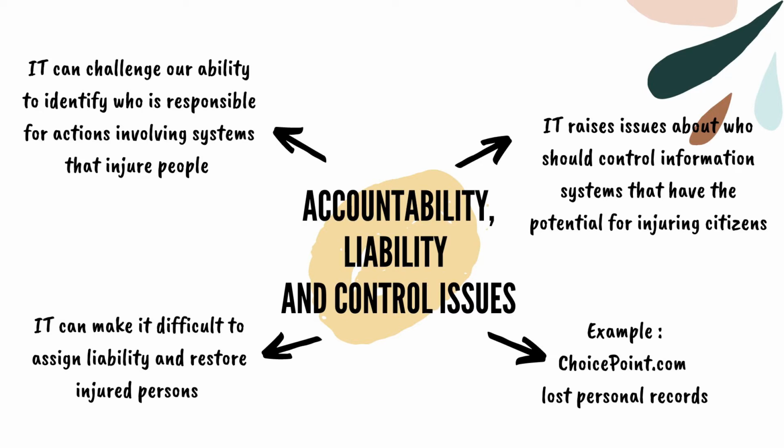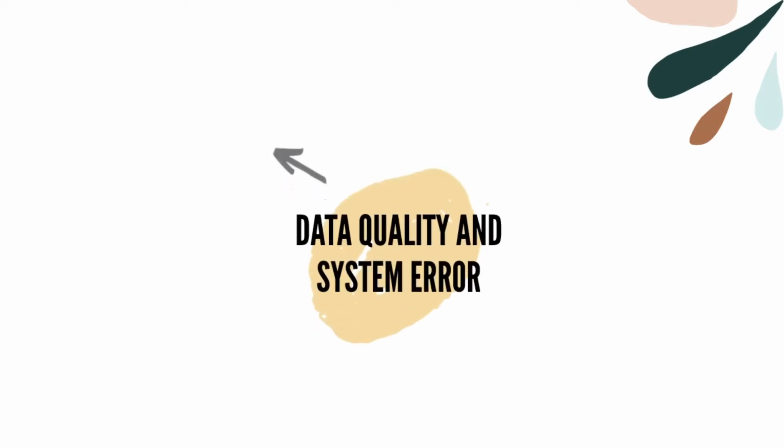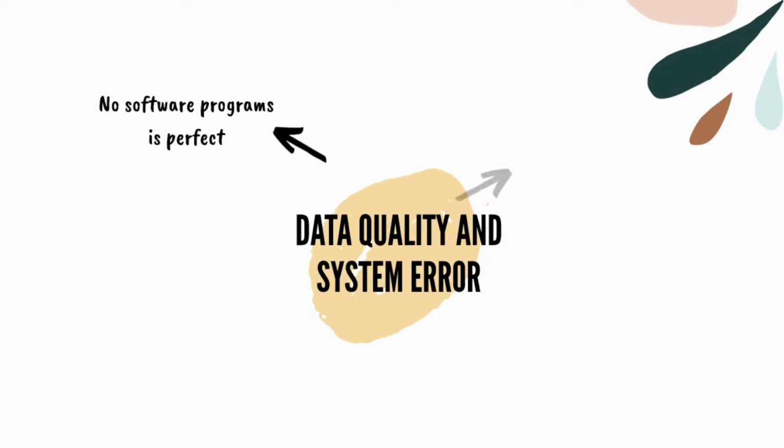An example is ChoicePoint.com. ChoicePoint.com lost personal records. This loss may result in the victims losing credit, being denied an apartment, losing employment, or experiencing identity theft. The question is, how can this happen? The answer is about data quality and system error. Let's look at them one by one.